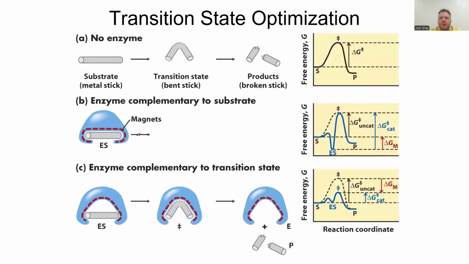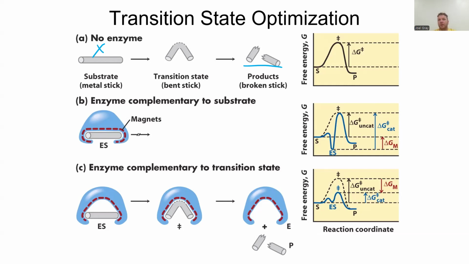Now, when it comes to understanding the transition state, I like to take a look at this figure right here. I think this is a simple model where we have reactant going to product. We have a metal stick that we're breaking in half. If you leave that metal stick at room temperature, just in the atmosphere, the chances that it's going to be broken in half, it'll happen eventually. It might take 1,000,000 years, but it'll happen eventually.